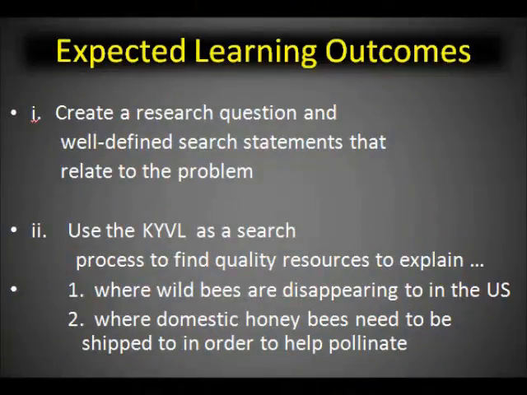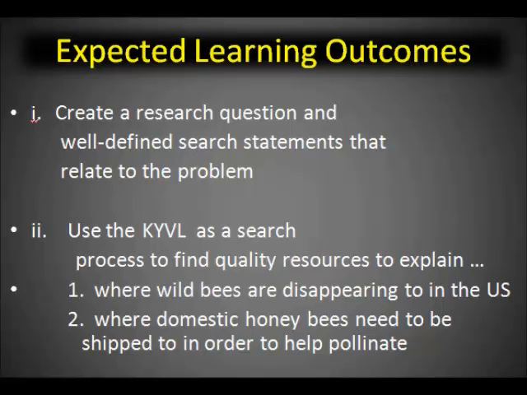Now that we have reviewed the scenario and the questions you need to answer, I'm going to go over the learning outcomes for viewing this tutorial. 1. Create a research question and well-defined search statements that relate to the problem. 2. Use the Kentucky Virtual Library as a search process to find quality resources to explain 1. Where wild bees are disappearing to in the U.S.